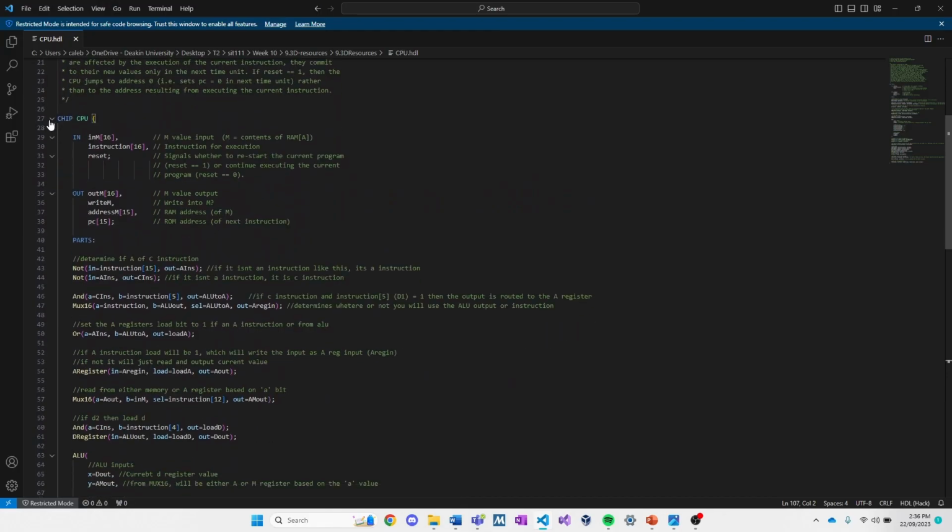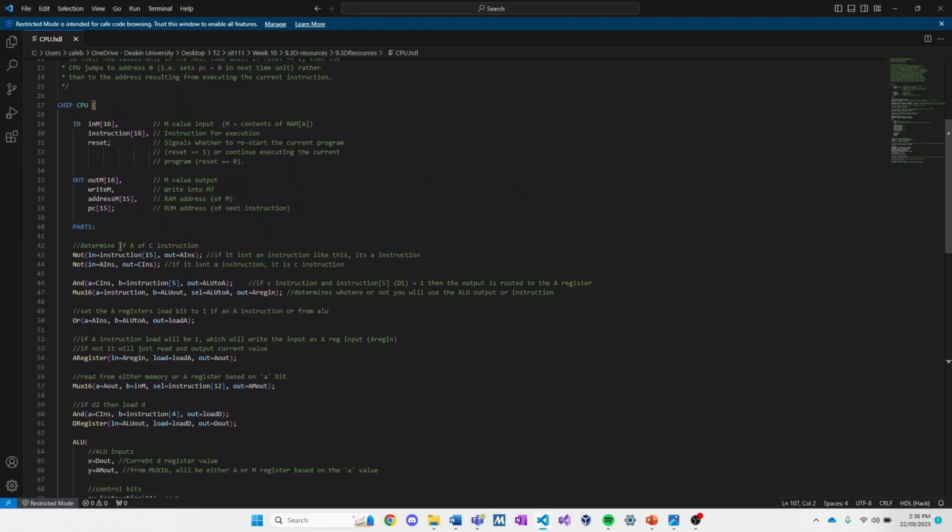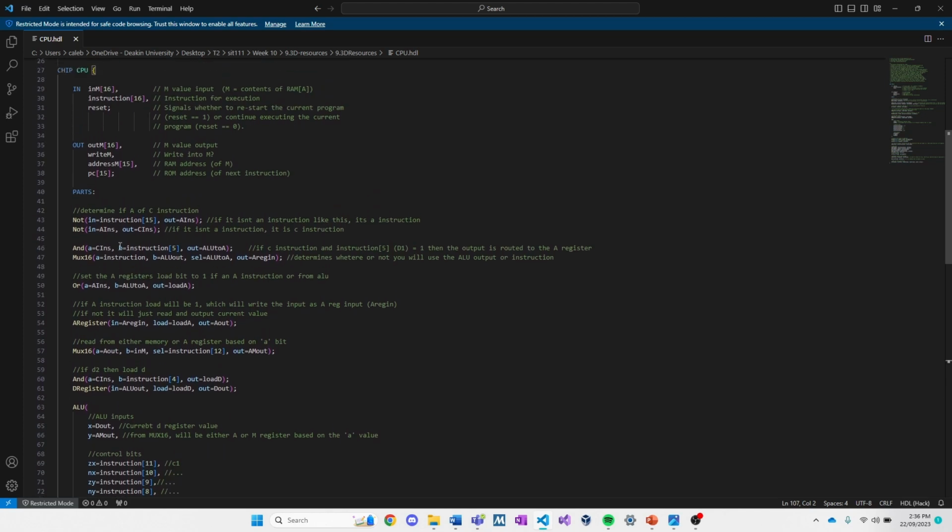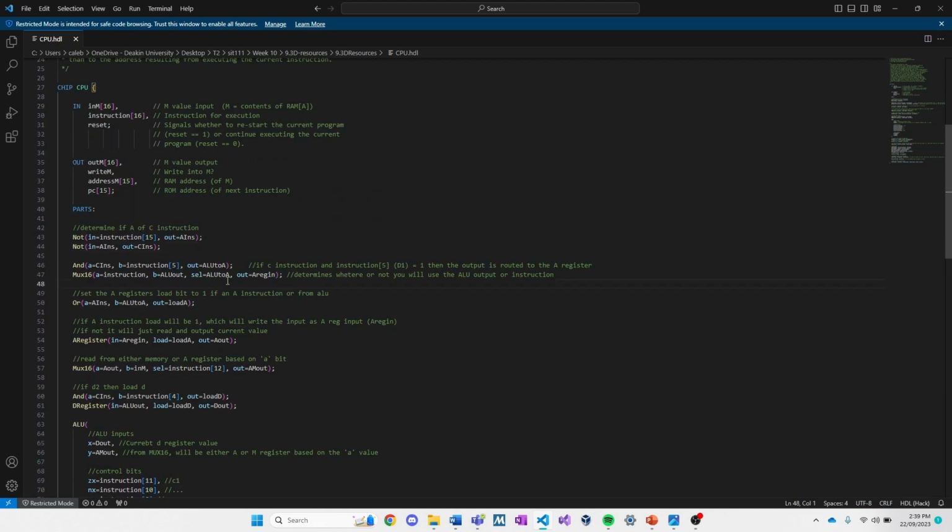Alright, so in our chip called CPU, we have our inputs, our outputs, and now we have our parts, and this is just what comprises the CPU. Our first two lines are both NOT gates. Now you can think of this like a boolean. If instruction 15 is set to 1, then not instruction 15 would have to be 0. This just says if it is a C instruction, then a not C instruction would be an A instruction. And if it is an A instruction, then not an A instruction is a C instruction.